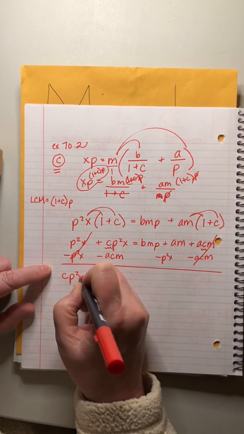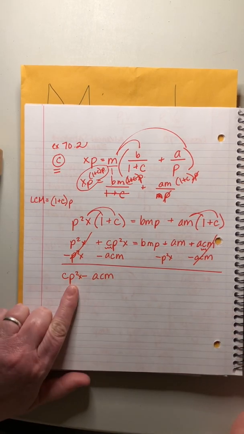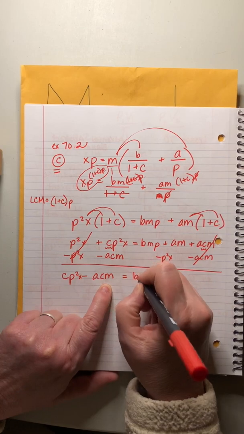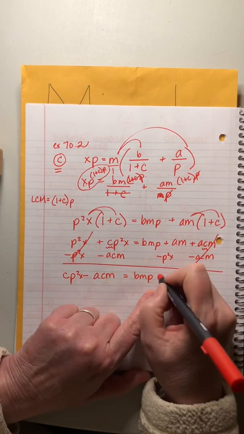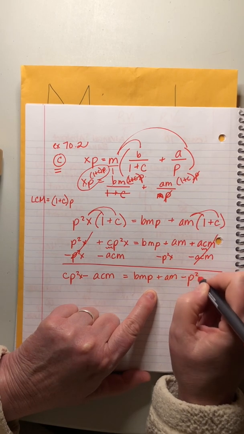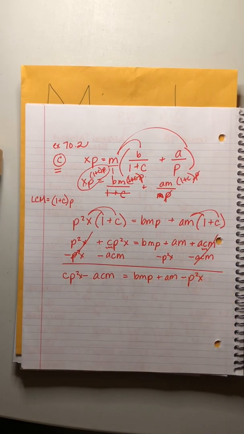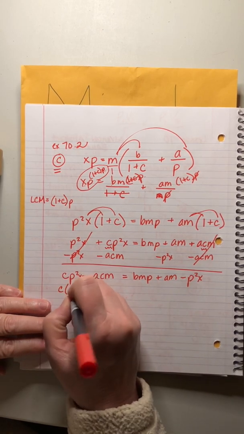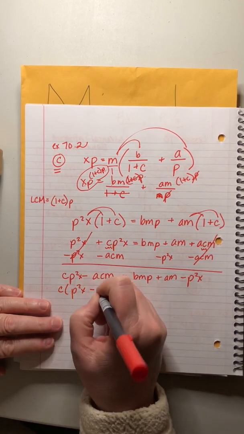Look, I didn't write it. I said it, but I didn't write it. Equals BMP plus AM. That cancels, minus P squared X. So good, right? All right, now we can factor out our C's, and we'll have P squared X minus AM.